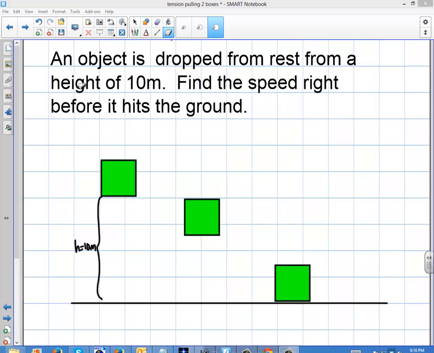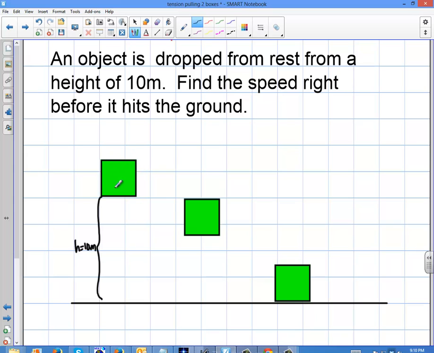Okay, welcome to this problem. In this problem, I'm going to be talking about an object that's dropped from rest from a height of 10 meters, and I'm going to find the speed right before it hits the ground. So I'm going to use a basic application of energy to solve this, okay?